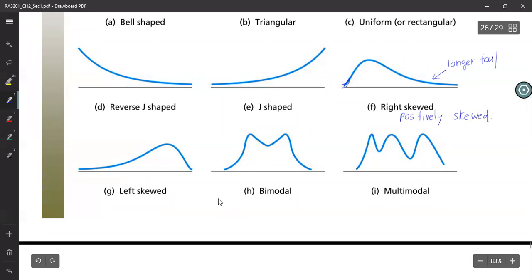This is the reverse of it, left skewed. That means this is the left tail, this is the right tail. The left tail is larger or the longer. Right tail is not that long. So the left tail is the longer tail, therefore this is left skewed. Or you can say negatively skewed.